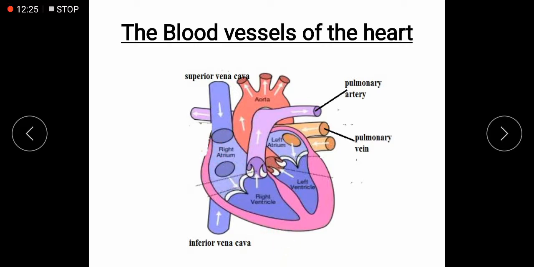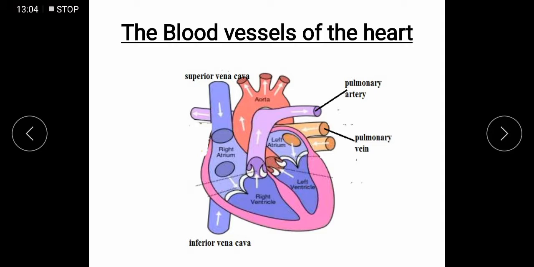Let's see the right atrium. The right atrium is connected to two veins, the superior vena cava and the inferior vena cava. From the word vena, it is a vein. But what's the meaning of superior? What's the meaning of inferior? Superior means up. Inferior means down. So the superior vena cava is the vein that brings the blood from the upper part of the body. However, the inferior vena cava is the blood vessel that brings the blood from the lower part of the body.